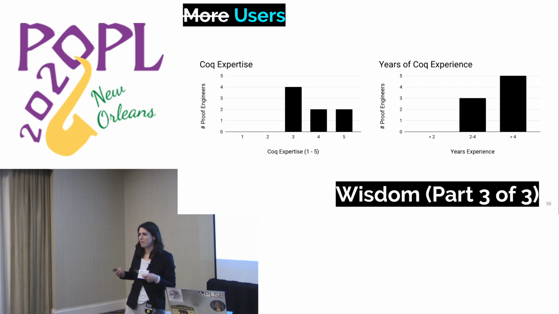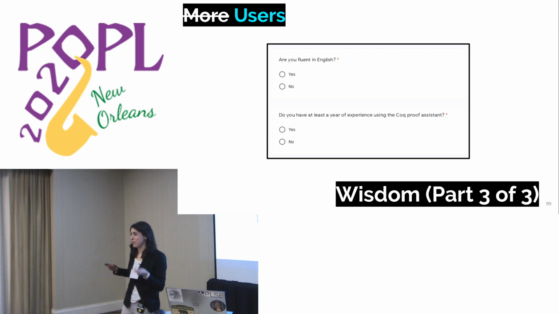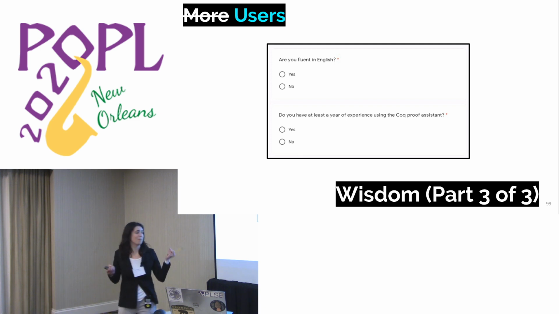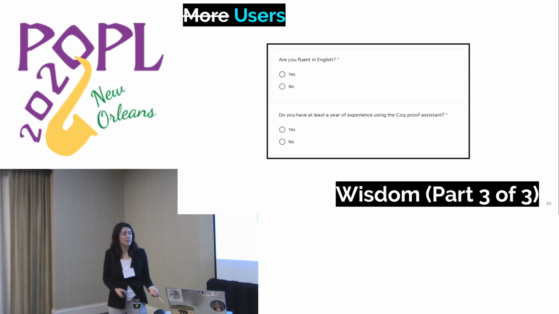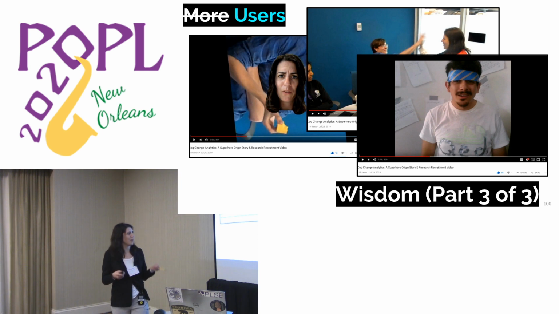And part of this may have been due to the demographics of the community. But part of it was also due, we think, to some deterrence in our screening process. So for example, we required fluency in English so that people could understand our materials. And we required at least a year of experience using COC. And in addition, the incentives that we appealed to inside of this promotional video and our other materials were mostly improving proof engineering tools, which may have attracted a small and advanced audience.